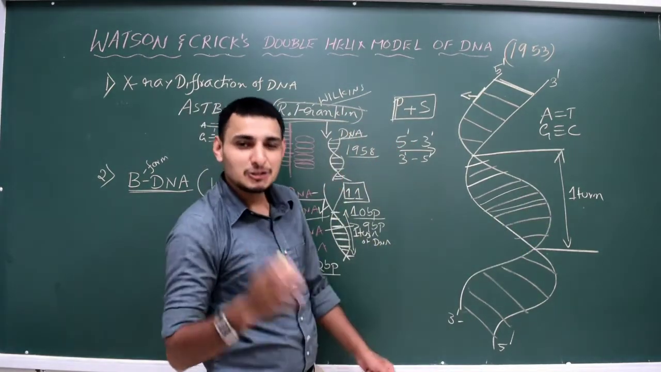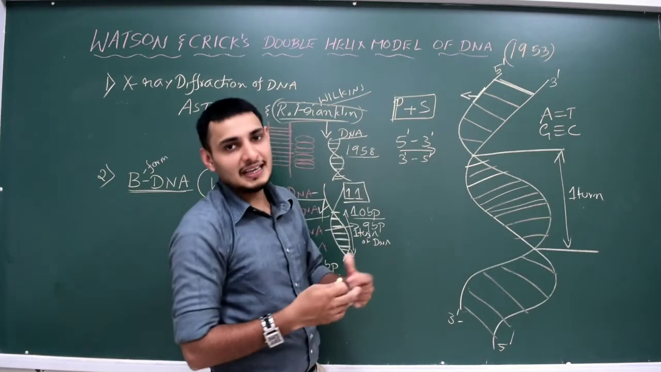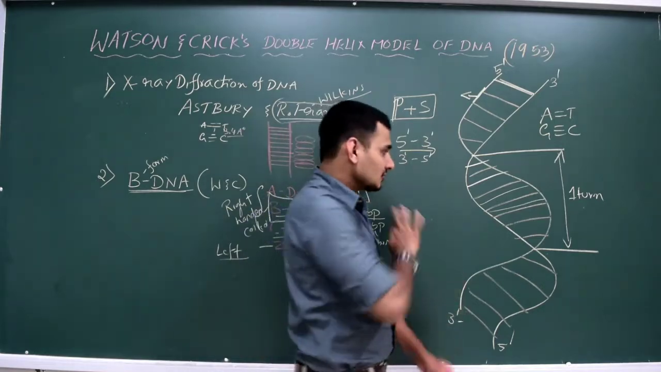For C-DNA, it should be 9 base pairs, whereas for Z-DNA, it is 12 base pairs. For A-DNA, it is 11 base pairs. So this is the thing.